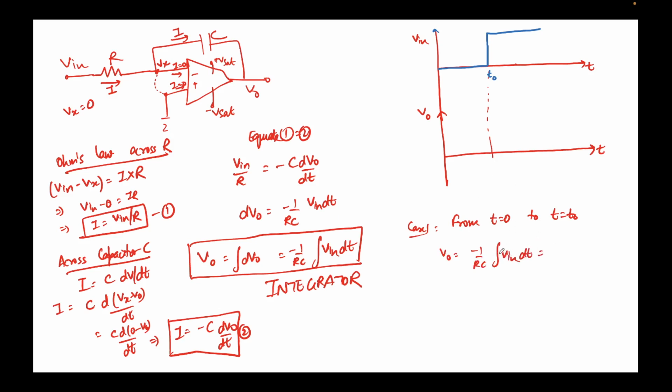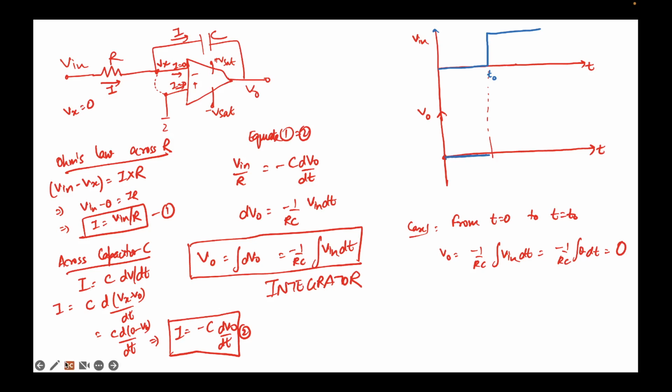Now V in is 0 between 0 and t naught. So it will be minus 1 by RC times 0 times dt, which is nothing but 0. Now, I have assumed that at time t equal to 0, the output signal was already 0. Otherwise there will be an offset, which will not impact us. So for the sake of simplicity, I have assumed it to be 0. So this will be 0.